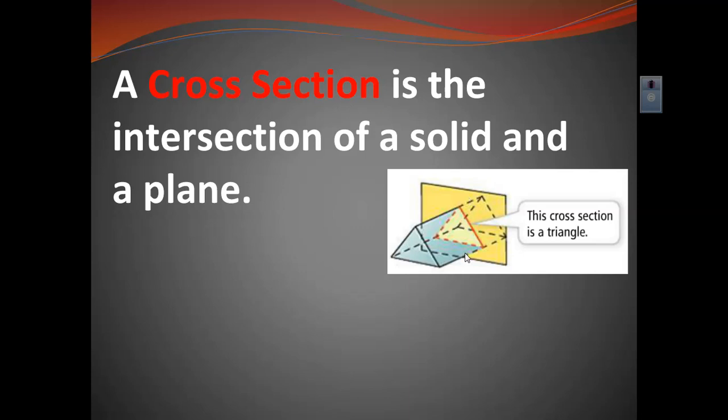If you were to cut this right where this red line is and pull it apart and looked at the ends where it was cut, the shape is the shape of the cross-section, whatever shape remains. So in this case, it would be a triangle still.